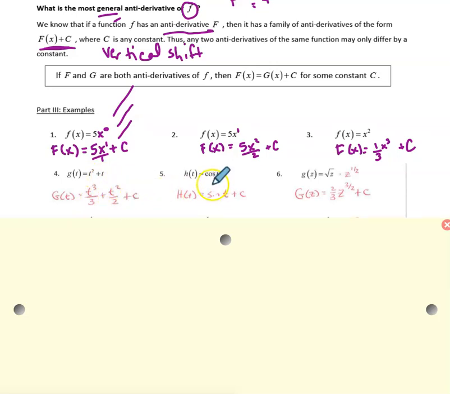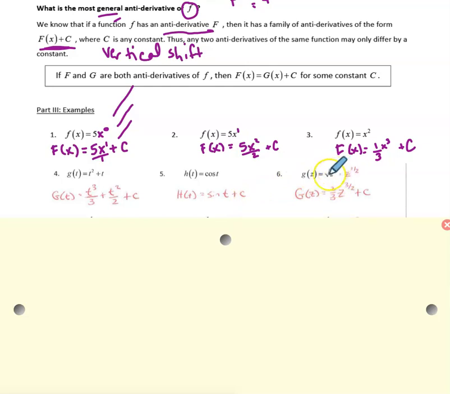For number 5, this is not a power rule. But you do know the function that differentiates to cosine, and that function is sine. Sine differentiates to cosine, and therefore the antiderivative of cosine is positive sine, and of course plus c for the general antiderivative. For number 6, we are applying the power rule.